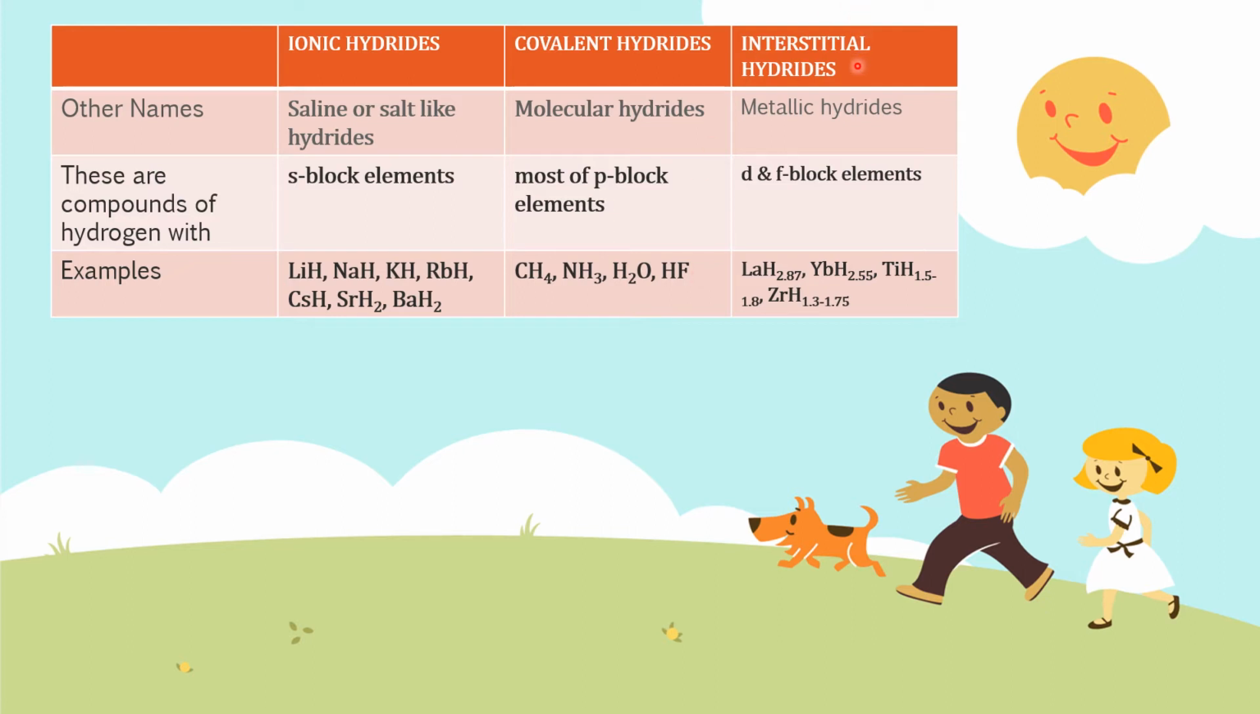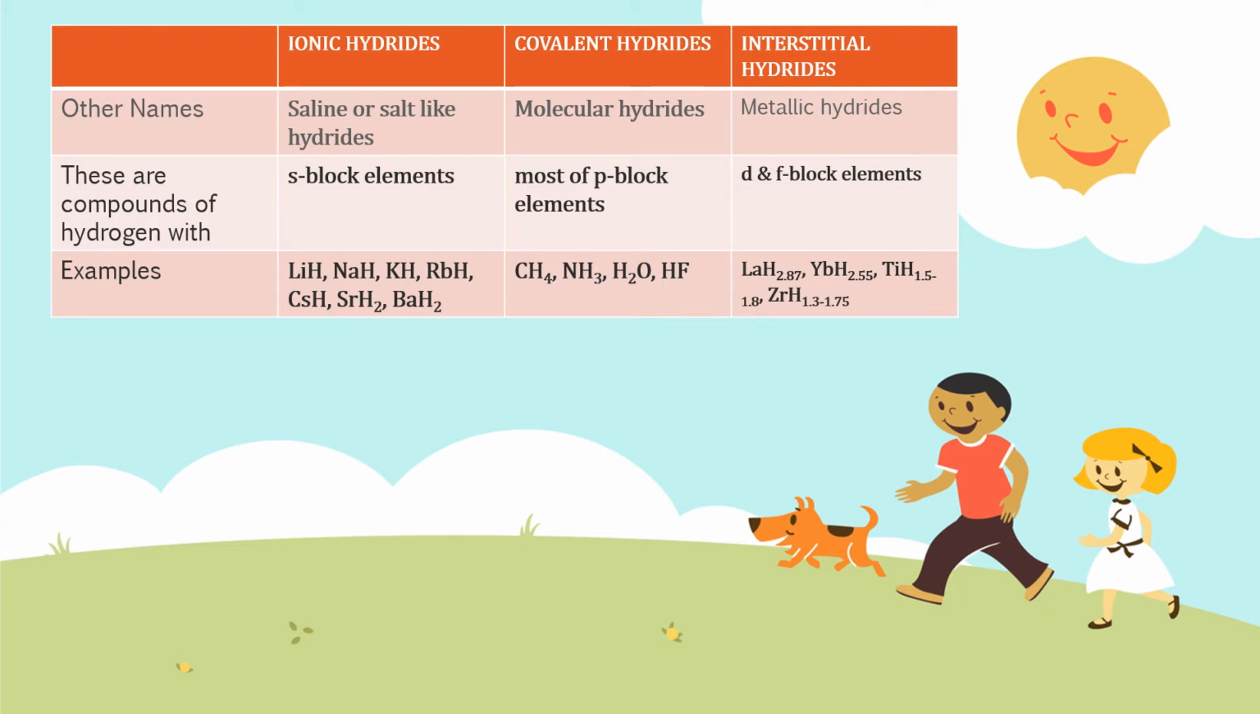The next we have is interstitial hydrides. They are called metallic hydrides. So they are just fitting into the metal lattices in between spaces. These are going to be the compounds of hydrogen with the d and the f block elements. And here in the examples, very interestingly, a very quick way to find out is that here hydrogen is not going to be a whole number combination with the metal. These are non-stoichiometric hydrides. So one more name you can put in over here, that these are non-stoichiometric hydrides. So you are seeing over here hydrogen as a fractional number, 2.87, 2.55, and so on. Okay, so these are the interstitial hydrides, the hydrides of hydrogen with the d and the f block elements.